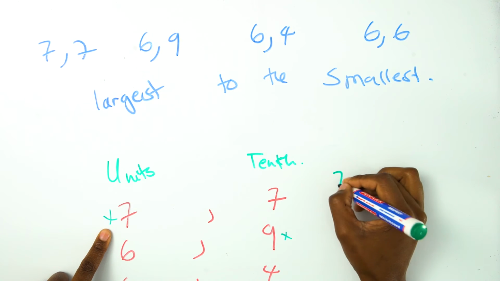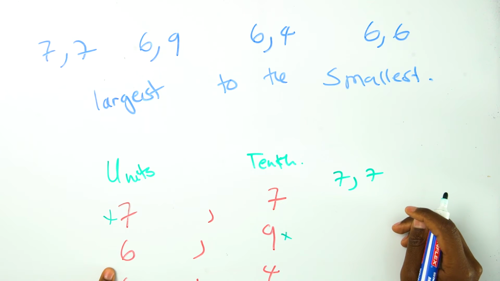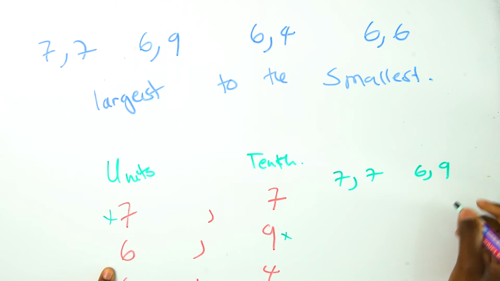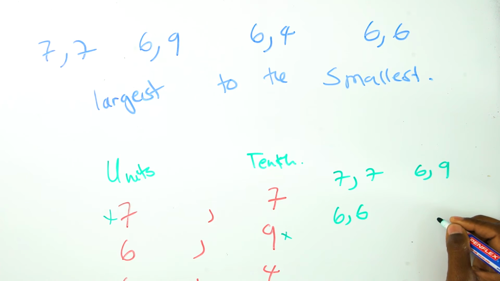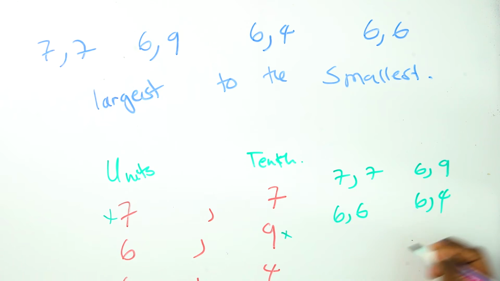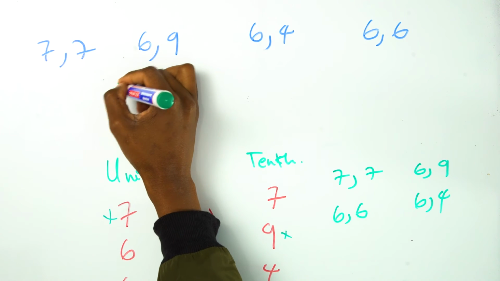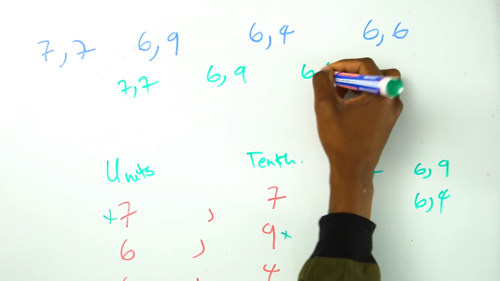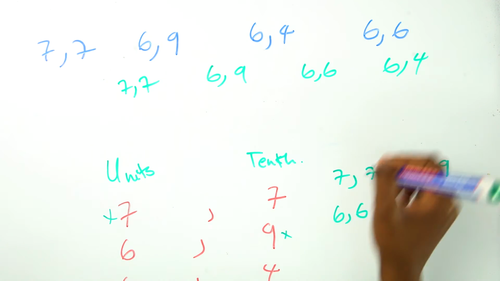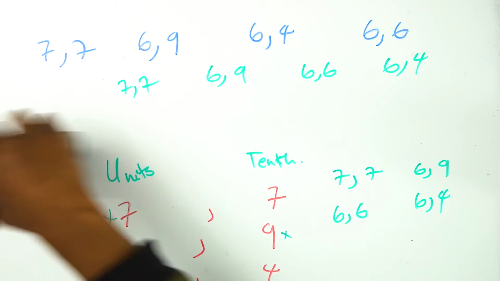So the answer would be 77, followed by 69, followed by 66, and then the smallest is 64. So you write it like 77, 69, 66, and then 64. This is from the largest to the smallest. So let's do another exercise together.